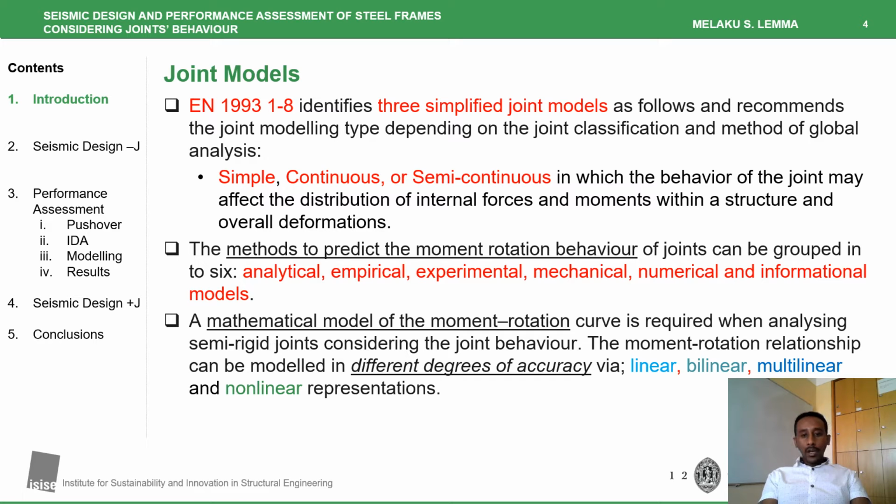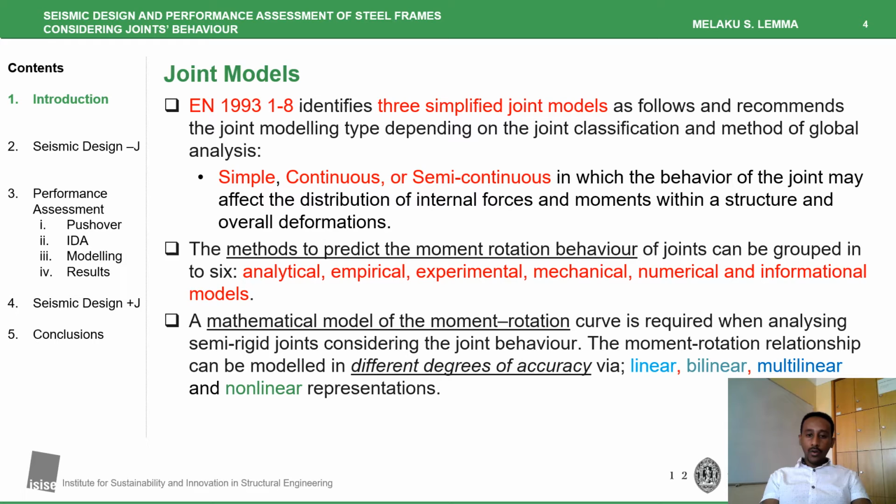The Eurocode allows for 3 simplified joint models, which are simple, continuous, and semi-continuous models, and the behavior of joints could be predicted using either of these 6 methods listed here: analytical, empirical, experimental, mechanical, numerical, and informational models. Once these models have been identified, they will be fed into the structural analysis program.